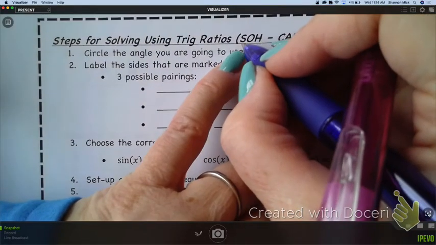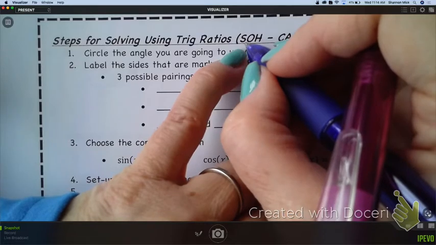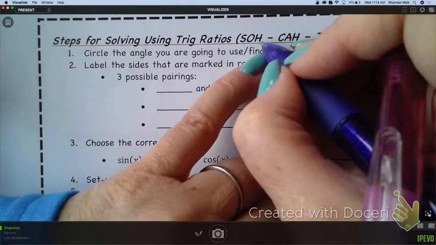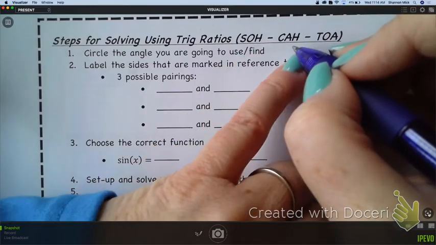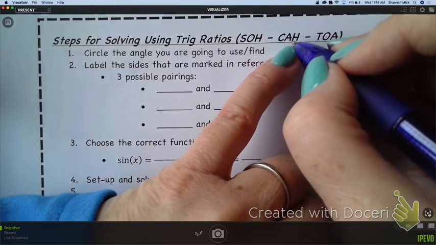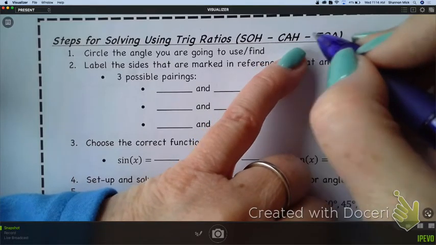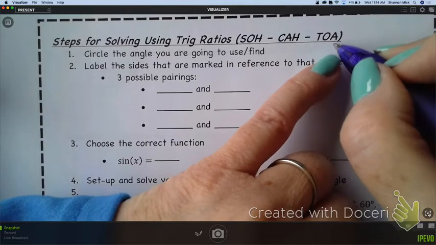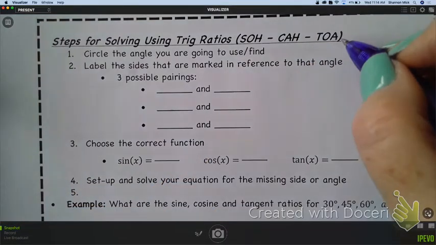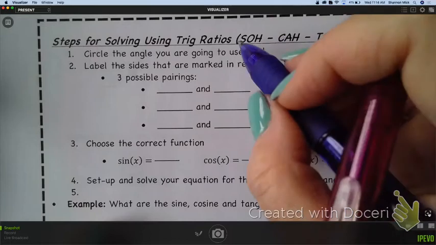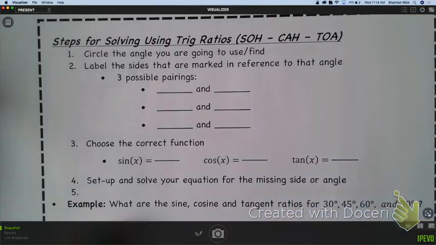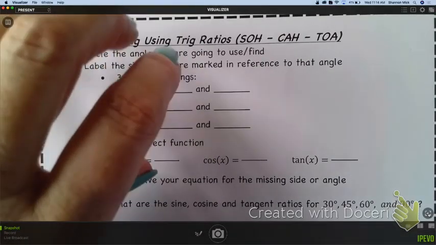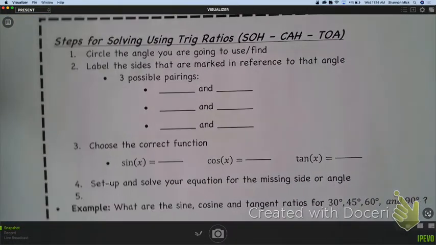Okay, so what do you think SOHCAHTOA stands for? S stands for sine. Sine is opposite over hypotenuse. C stands for cosine, adjacent over hypotenuse. And T, tangent, opposite over adjacent. So if you remember SOHCAHTOA, can you do that? Can you remember it? Okay, we are going to go over the steps tomorrow to solve with it, because we're not doing that today. So we'll finish that tomorrow.